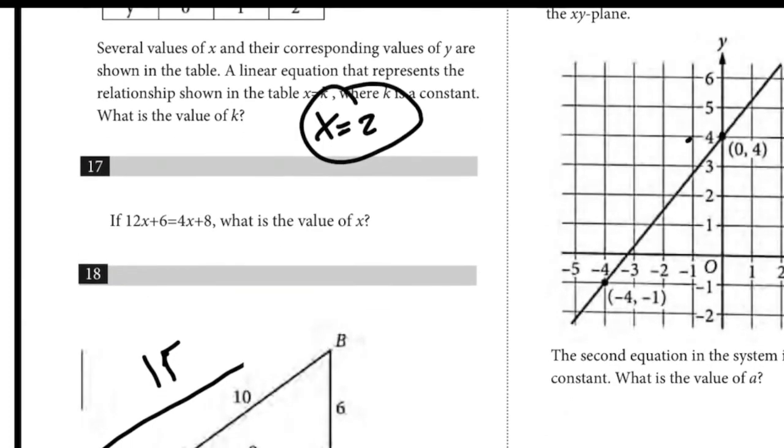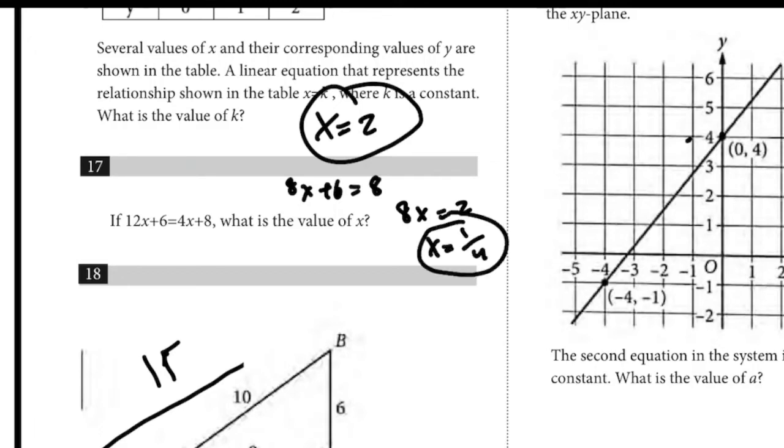If 12x plus 6 equals 4x plus 8, what is the value of x? Let's subtract 4x from each side. So we're going to get 8x plus 6 equals 8. And now we're going to subtract 6 from each side. So we're going to get 8x equals 2. Right, divide by 8 on each side. We're going to get x equals 2 over 8, which is 1 over 4. That is the answer, 1 over 4.